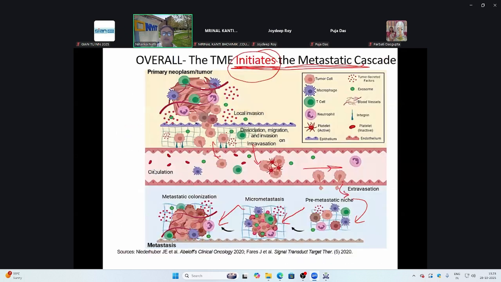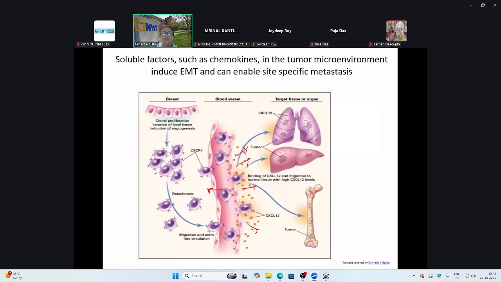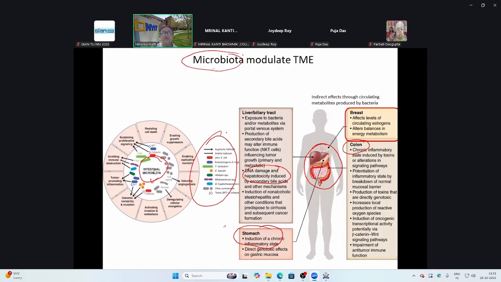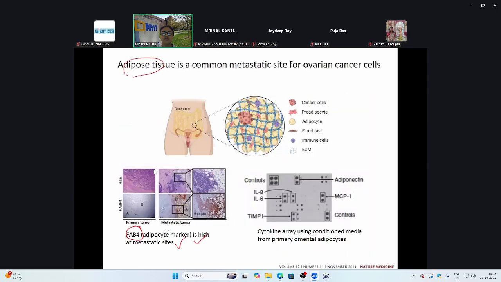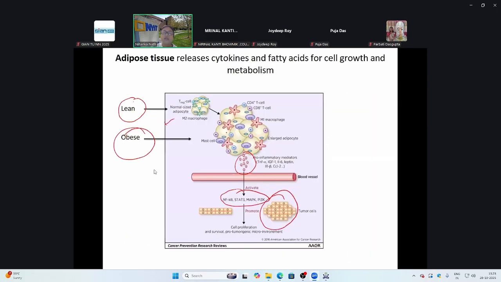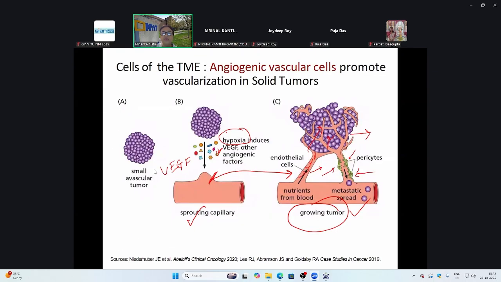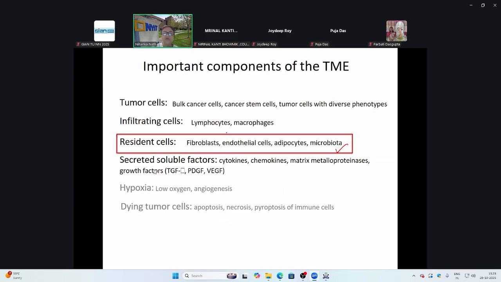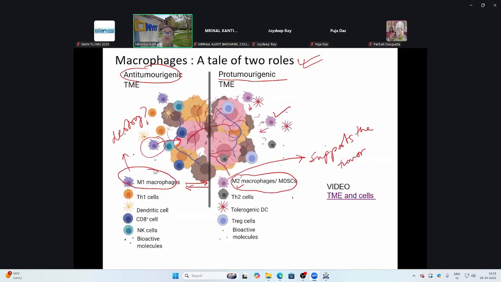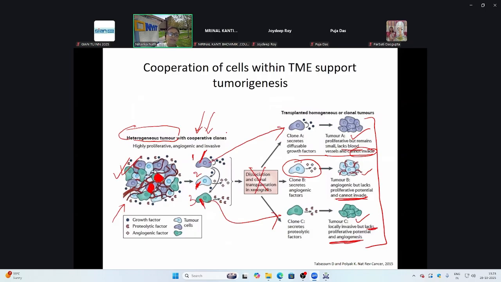And also that you can have dual roles of macrophages. They can be either good or bad. They can be pro-tumor or they can be anti-tumor. They can stop the tumor or they can help the tumor grow. And then we looked at angiogenesis and all of the factors related to the TME. Okay, so thank you very much. I will stop it here.